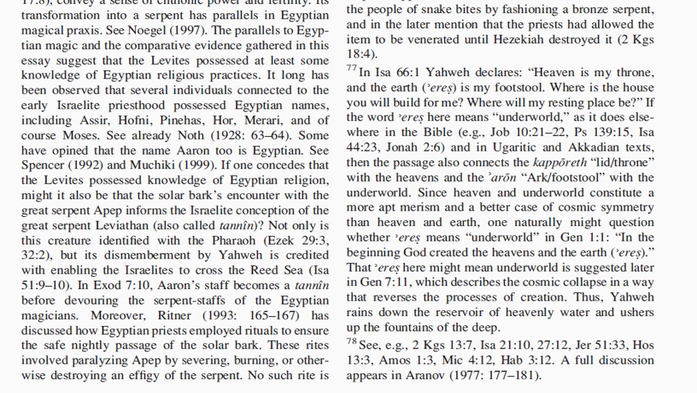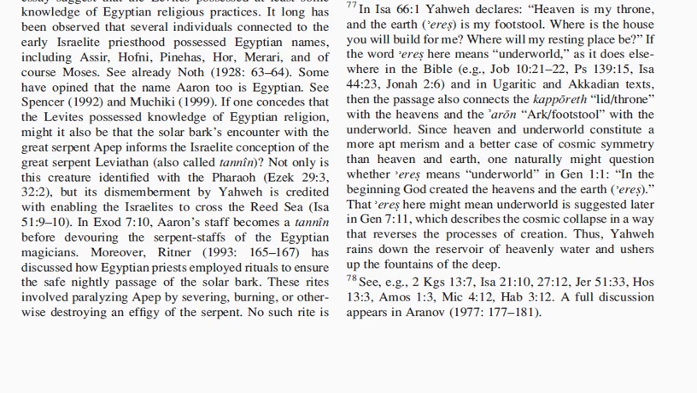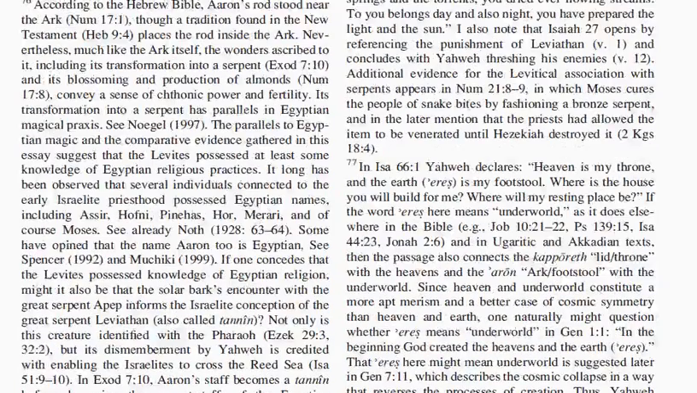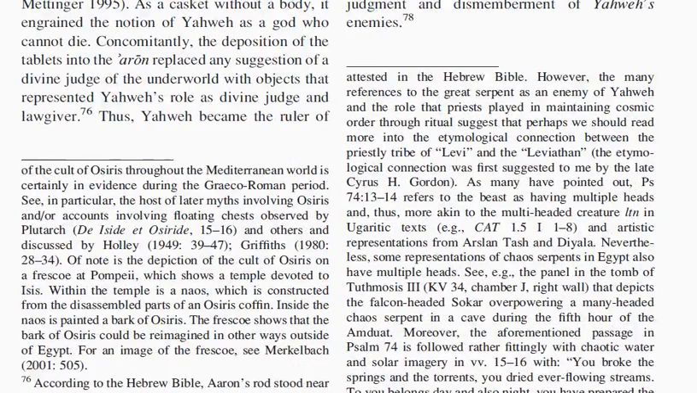Moreover, Rittner 1993, pages 165 to 167, has discussed how Egyptian priests employed rituals to ensure the safe nightly passage of the solar bark. These rites involved paralyzing Apep by severing, burning, or otherwise destroying an effigy of the serpent. No such rite is attested in the Hebrew Bible.